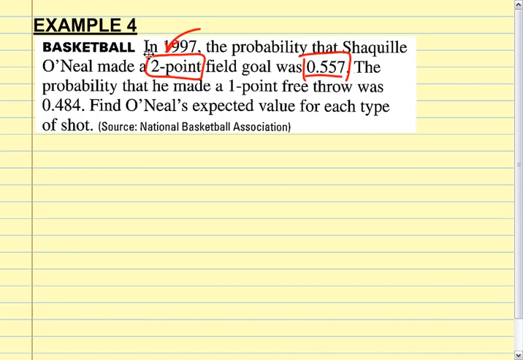So what's the expected value of O'Neal's field goal shooting? Raise your hand when you've got it. Megan. 2 times 0.557 is 1.114. Excellent. Okay? Now, how would I find out what his expected value is for free throw shots? Raise your hand when you've got it. Chloe. 0.484, because it's just 1 times 0.484.